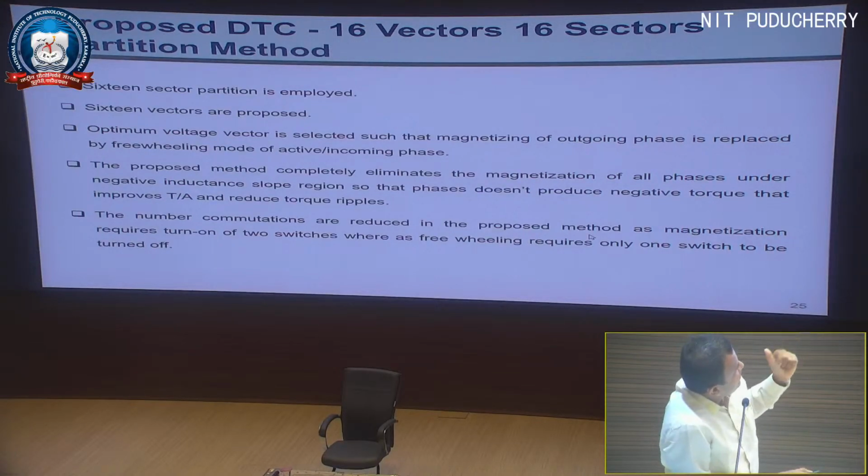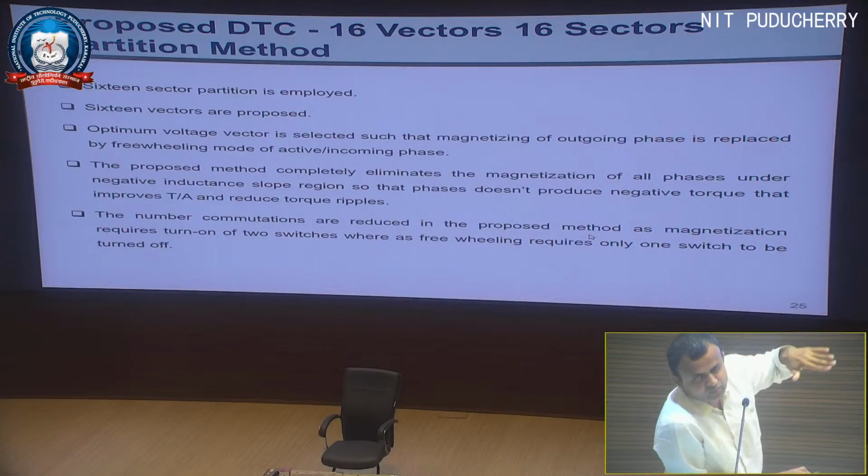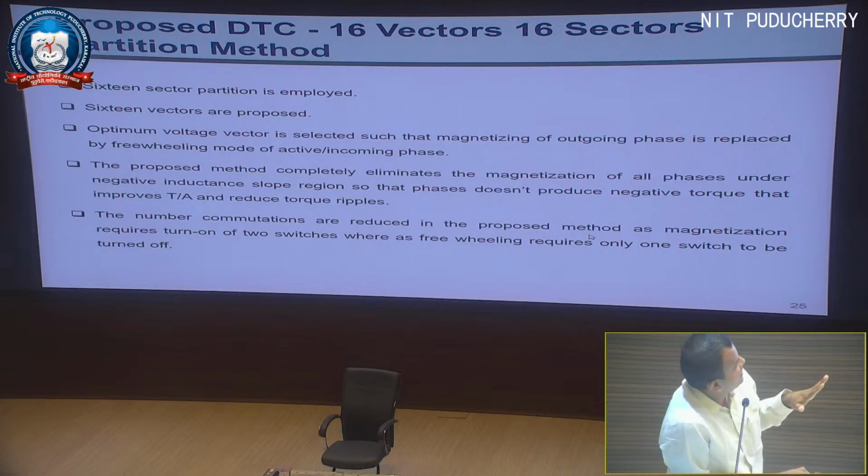It's replaced by the freewheeling mode of the incoming phase, and the proposed method completely eliminates the magnetization of all phases under the negative inductance slope region, which I was explaining in the first slide. So in the negative inductance slope region, you should try not to do anything. Otherwise it will result in negative torque, or the torque ripple will be more. So the phases do not produce negative torque, which improves torque and reduces the torque ripple. The number of commutations are also reduced in the proposed method.